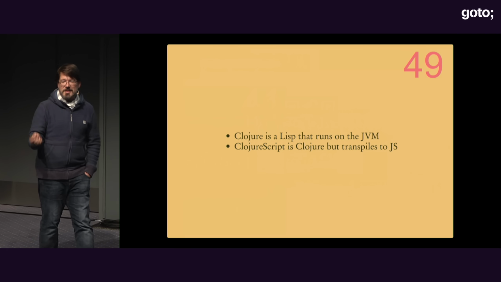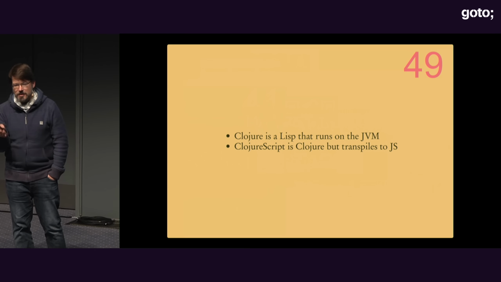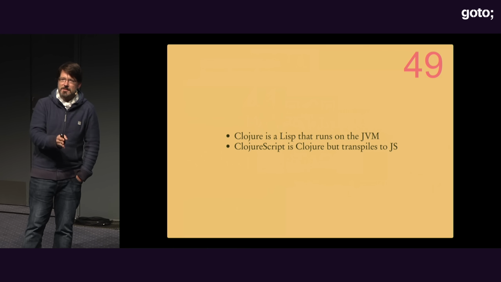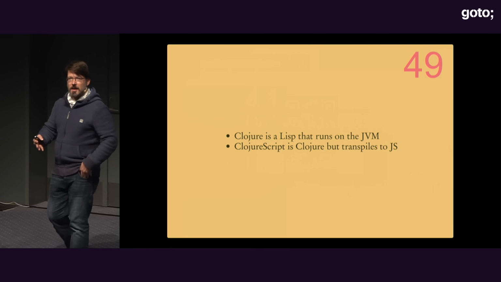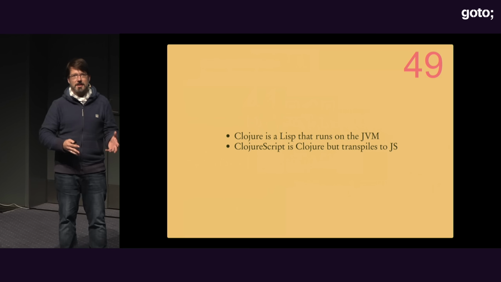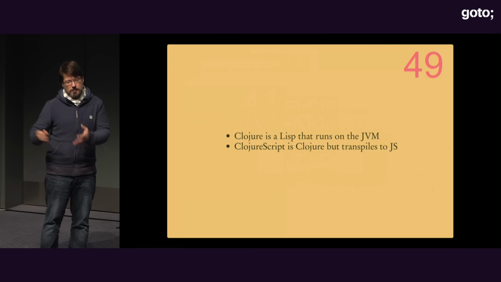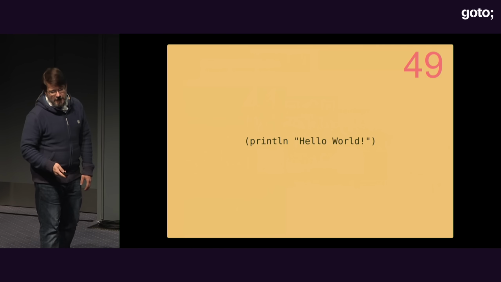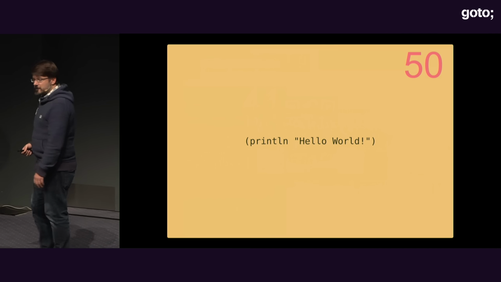So Clojure is a Lisp that runs on the JVM. And ClojureScript is a Clojure that transpiles to JavaScript. By now you can actually use it in the backend to write your backend, and you can also write your frontend in Clojure or ClojureScript. And here's a first line of Lisp.